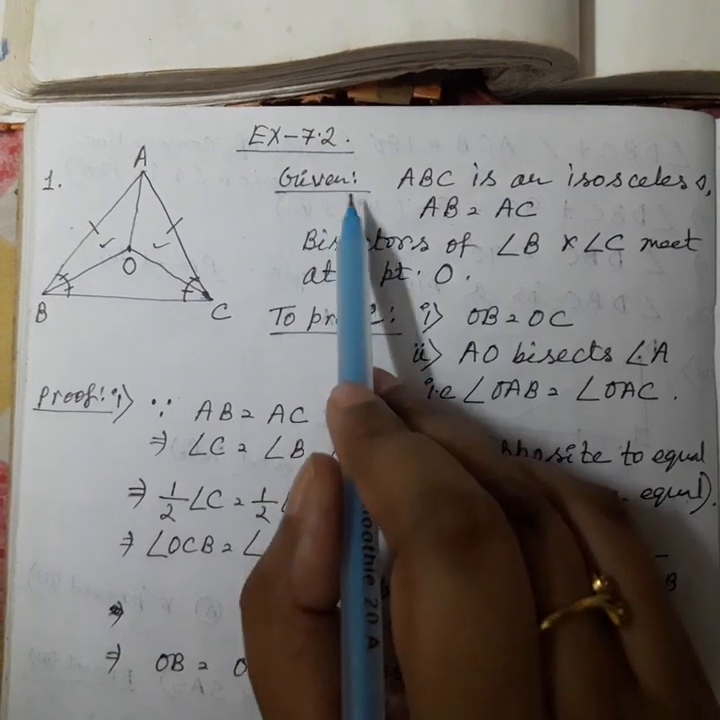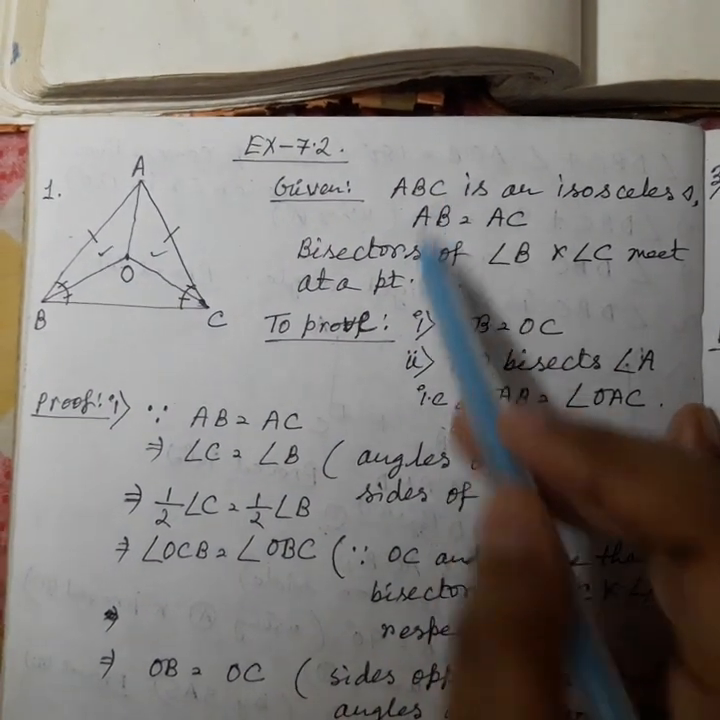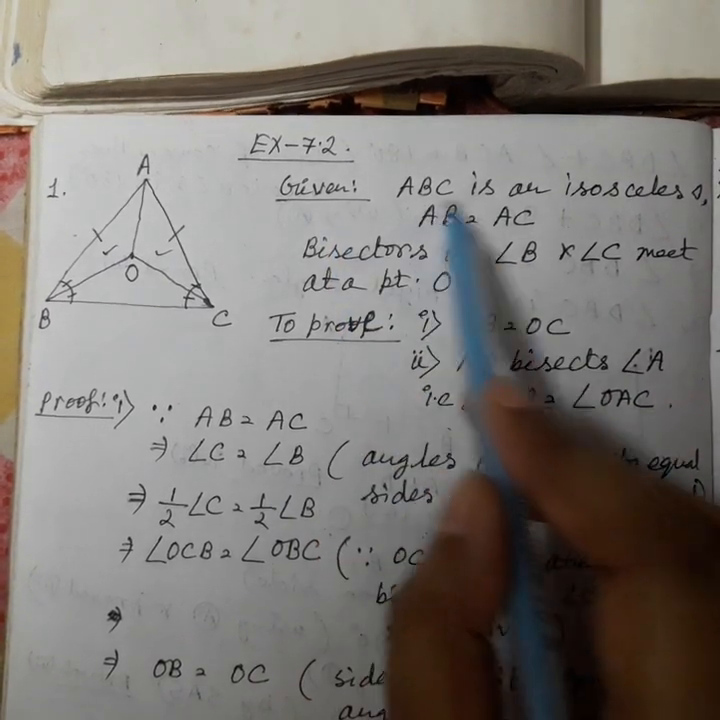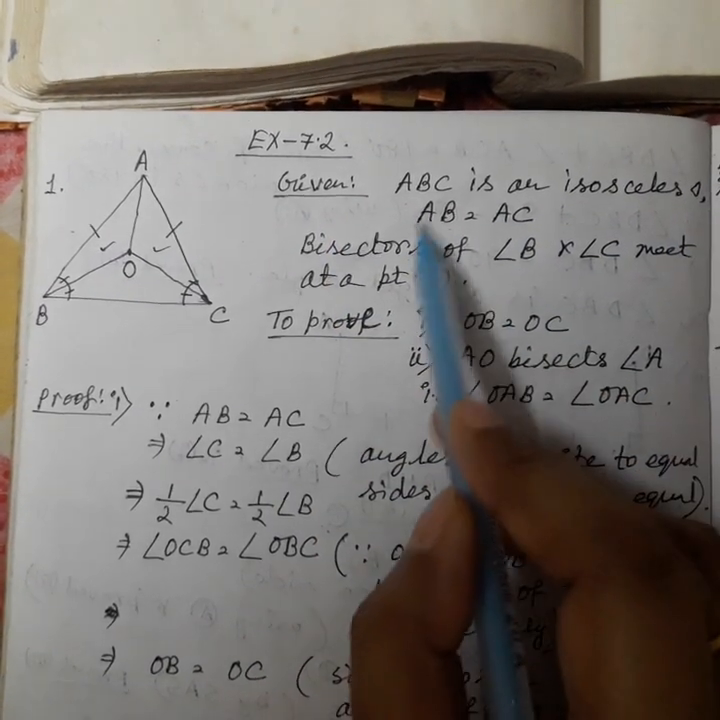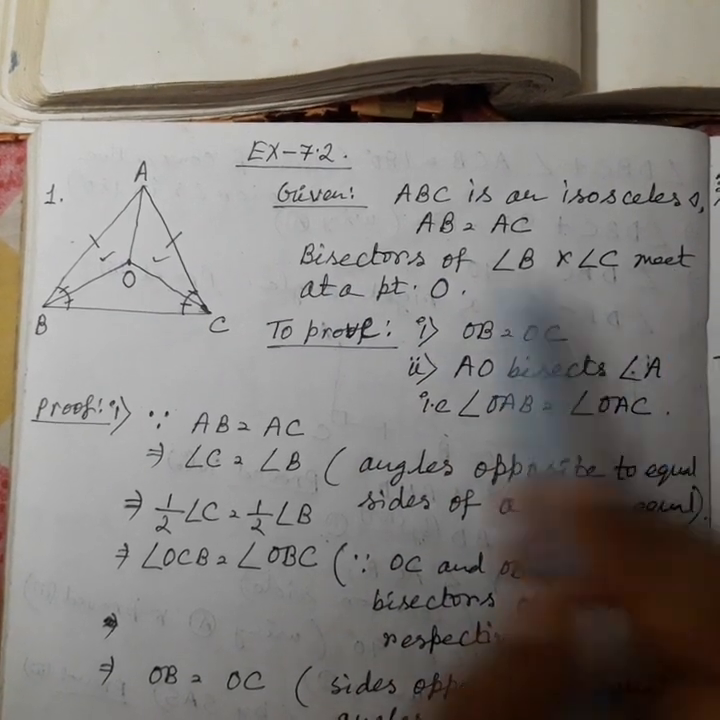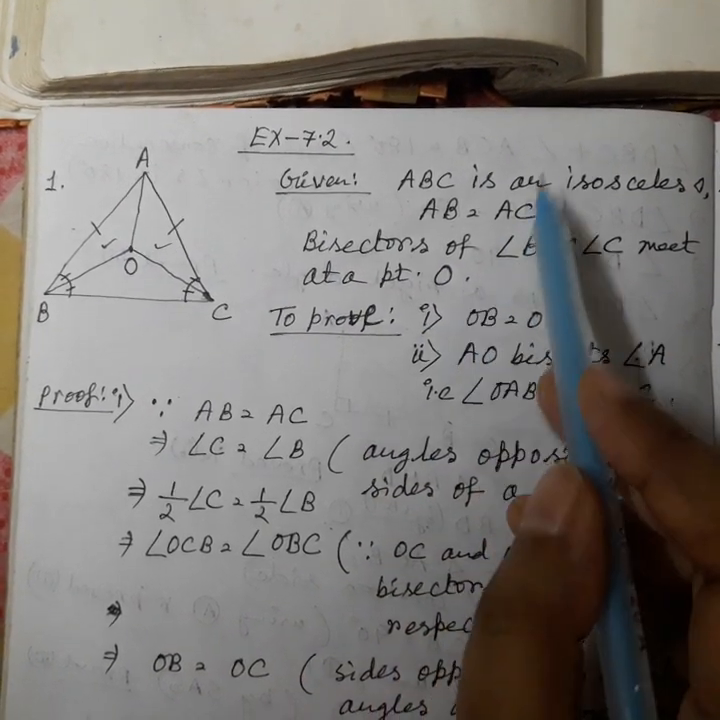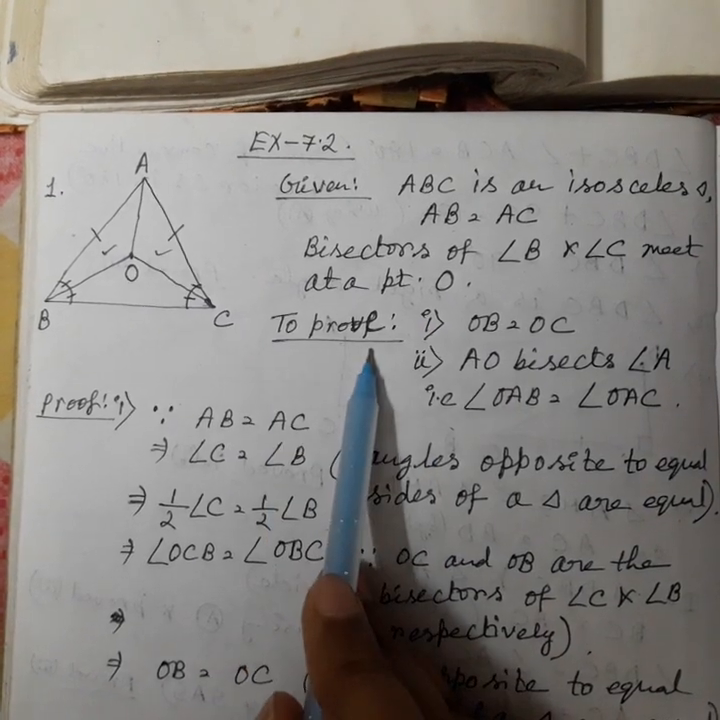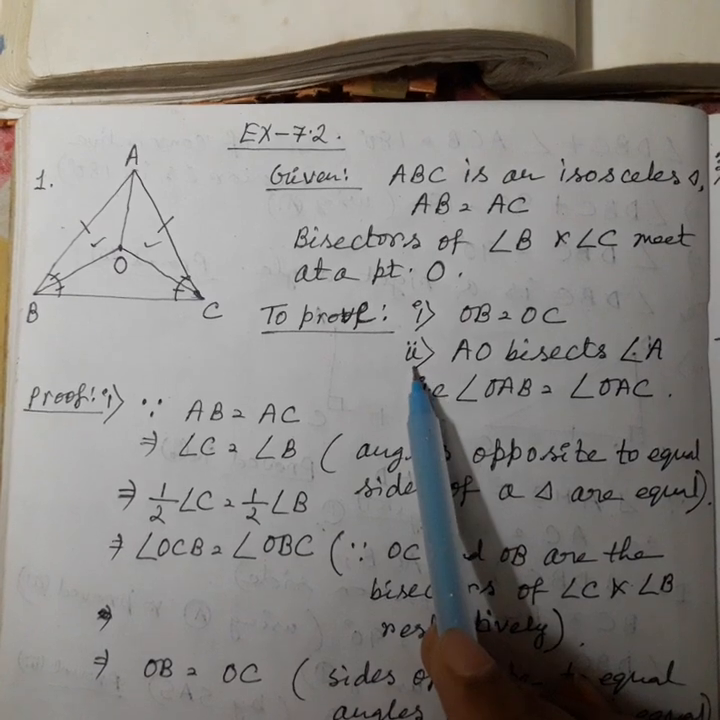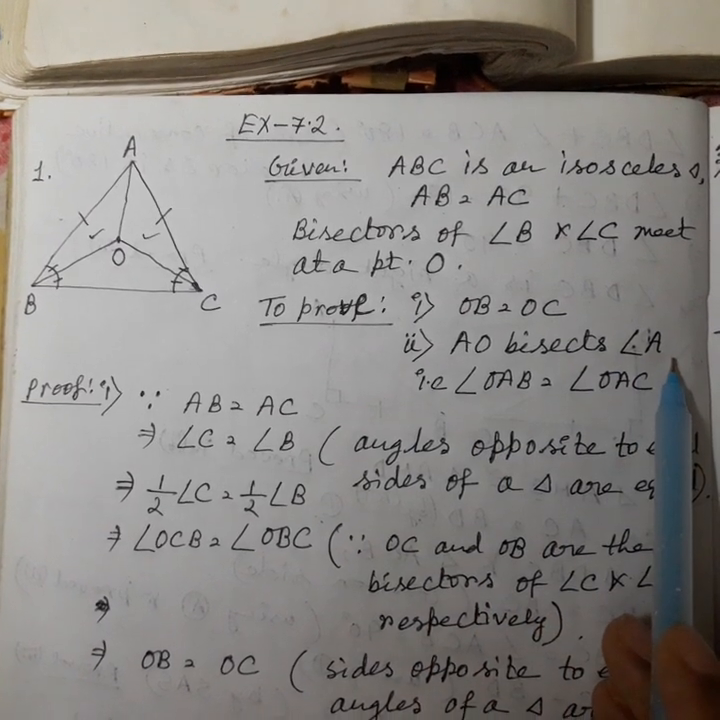So we write Given first. In this way we do the proof: Given, To Prove, and then Proof. Given: ABC is an isosceles triangle, AB is equal to AC, and the bisectors of angle B and angle C meet at a point O. This information is given. Now, what do you have to prove? Number 1, OB is equal to OC, and number 2, AO bisects angle A.